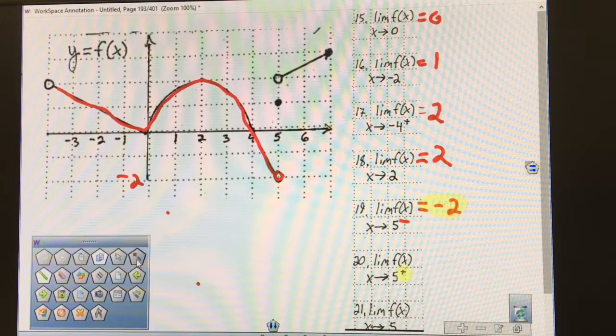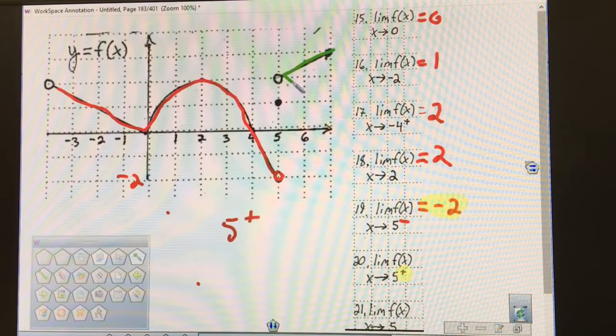Then from the right, notice I'm approaching it from the right now. So it's 5 from the right. Let's see what happens when I approach 5 from the right. I'm approaching 5 from the right this time, and notice this time, it doesn't equal negative 2, it equals positive 2. Oh, we have to remember that.